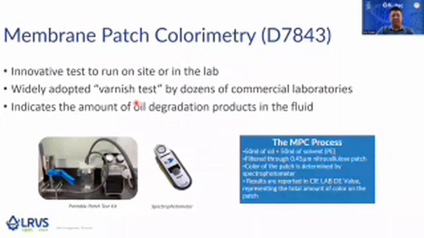As I mentioned, the MPC testing is to test the varnish tendency, according to ASTM D7843, which is the widely adopted varnish test by most of the commercial oil condition monitoring laboratories. This is mainly to test the amount of oil degradation products in the fluid. There are some simple tools required to run the test. Basically, you just need 50 ml of the oil plus another 50 ml of the solvent, which is petroleum ether. Then it will be filtered through a 0.45 micron nitrocellulose patch. The color on the patch is determined by a spectrophotometer, and the result will be reported as the CIELAB delta E value.